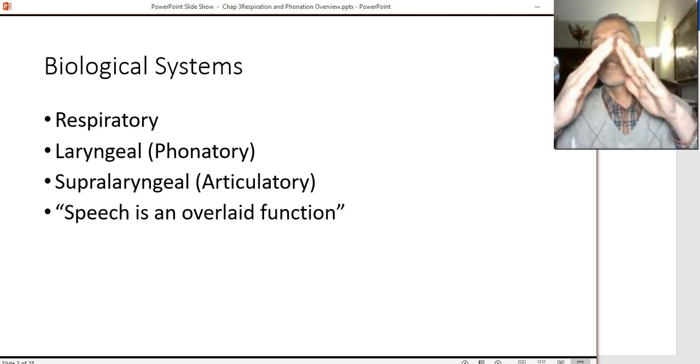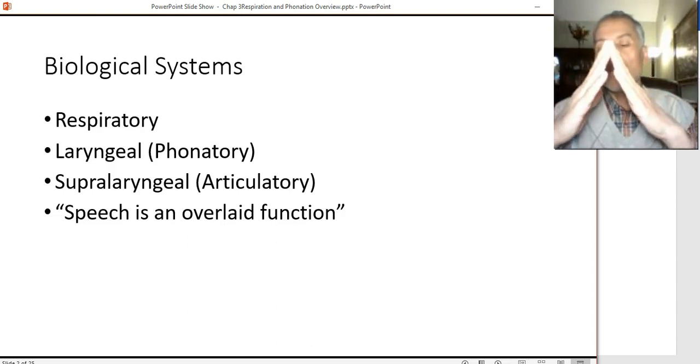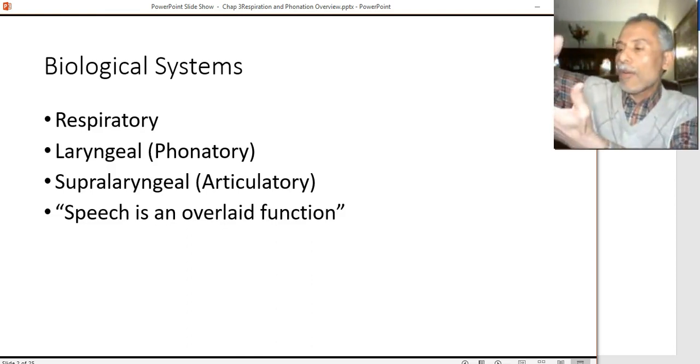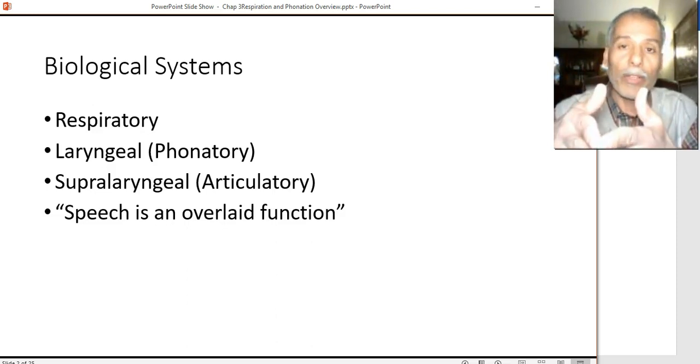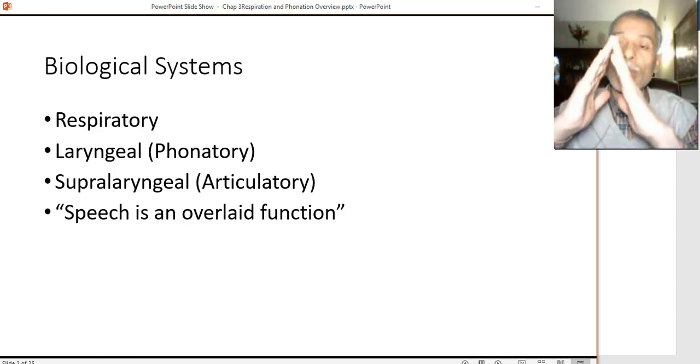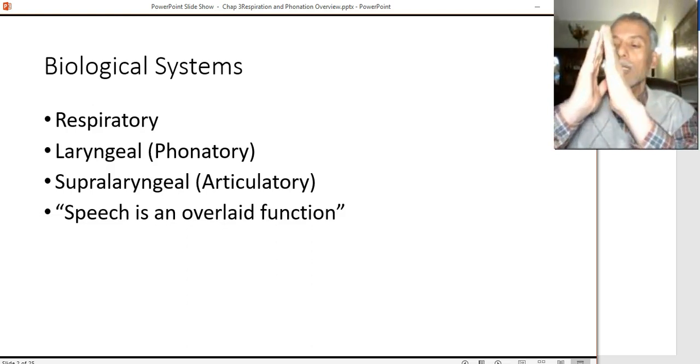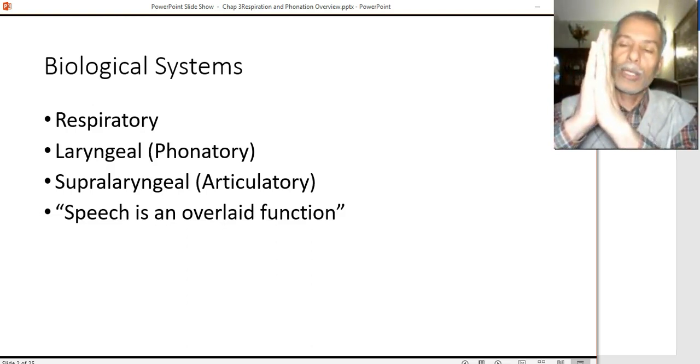connected in the front, they have their origin, and in back they insert onto arytenoids. You should have this information from your anatomy and physiology class. This is a very, very quick review. So you adduct the vocal folds to close the airway.